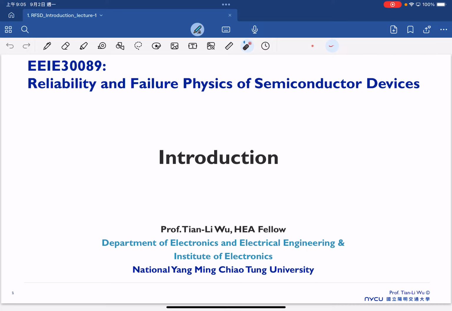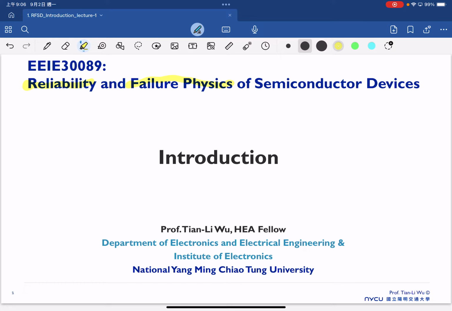The class name for this one is Reliability and Value Physics for Semiconductor. As you can probably guess what the main content for this class will be, we will focus on the reliability issues, and not only reliability, we will also focus on how we understand the value physics here. That will be the complete focus on semiconductor reliability.